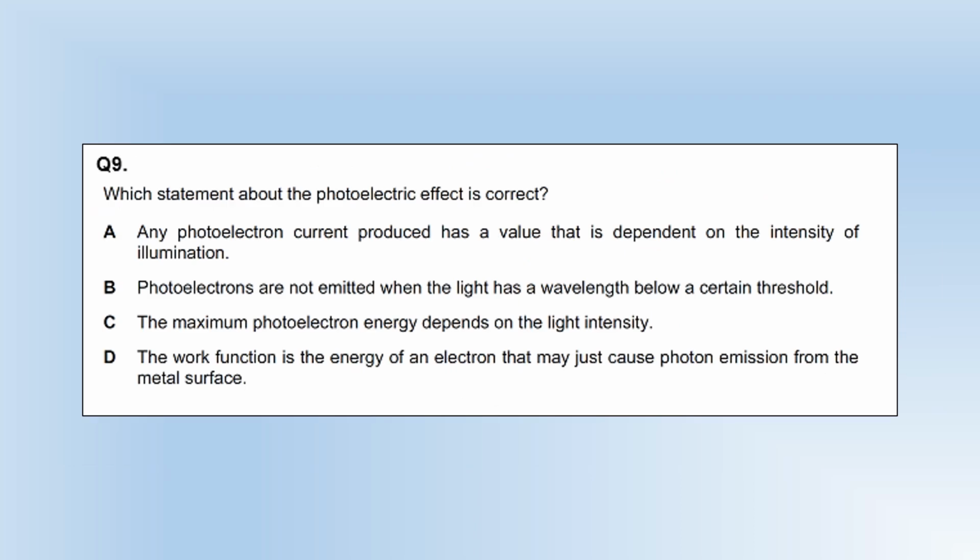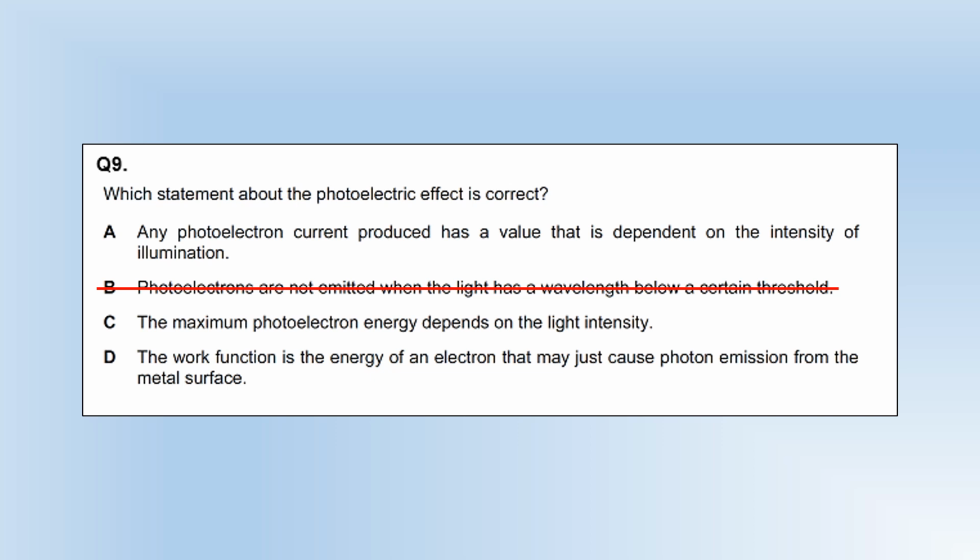Which statement about the photoelectric effect is correct? Any photoelectron current produced has a value that is dependent on the intensity of illumination. That sounds pretty good. Photoelectrons are not emitted when the light has a wavelength below a certain threshold. That's not true. Lower wavelength gives you higher photon energy, so it's the other way around. It would be above a certain threshold.